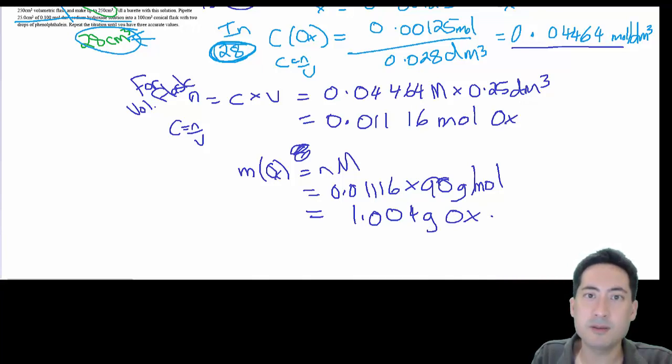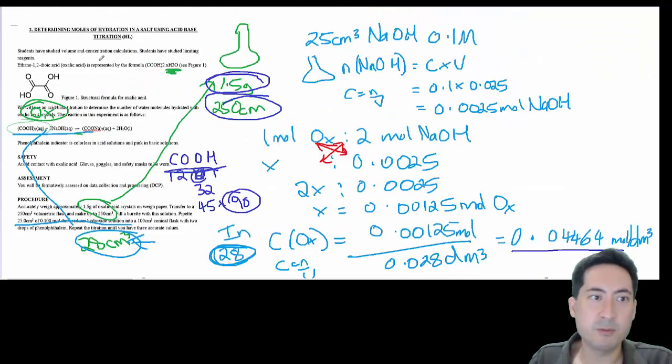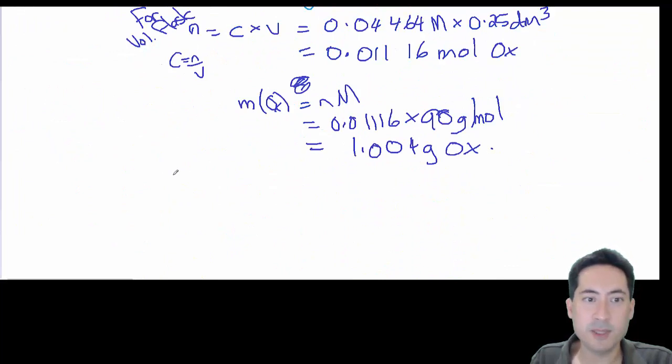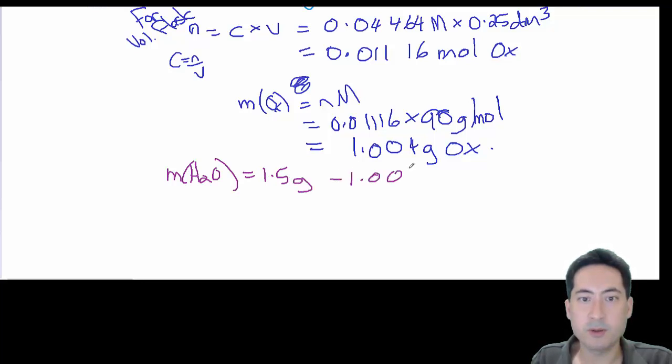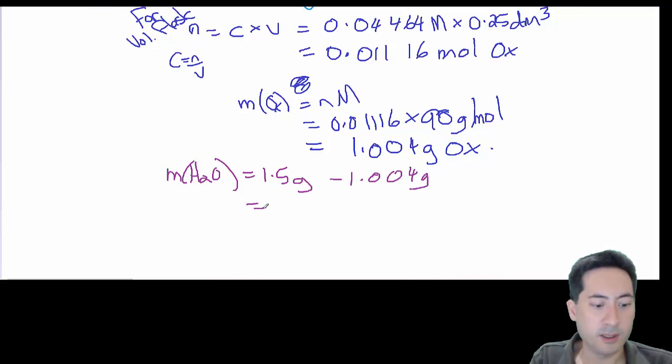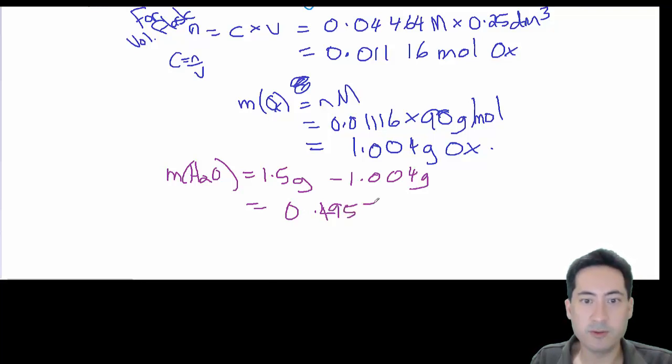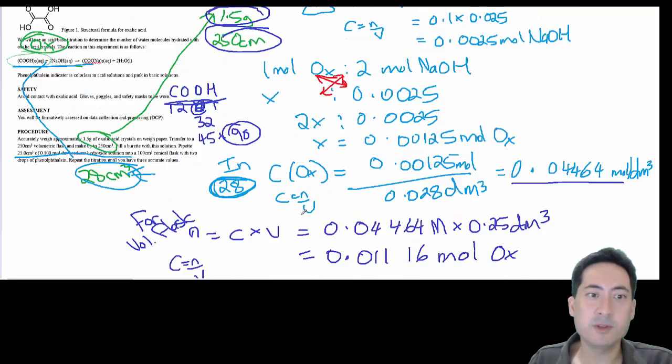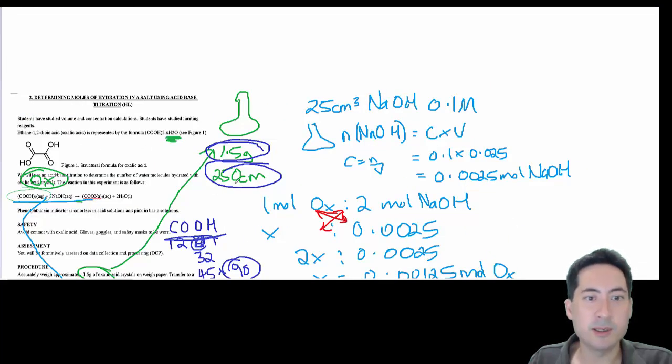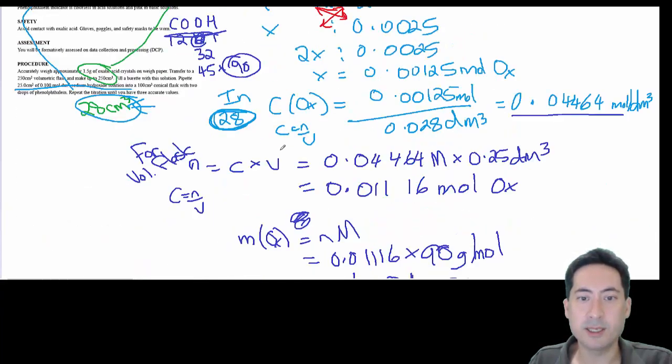So the mass of water in the original is the 1.5 grams minus the 1.004 grams. Alright, so I minus 1.5 and I'll get 0.4955 grams of H2O, so that's how much of that original 1.5 grams of oxalic acid was actually just water and not oxalic acid.